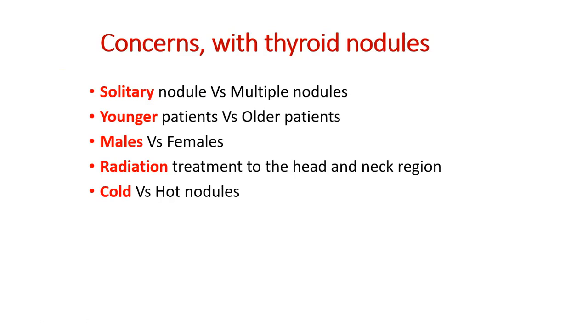You would have learned in anatomy the thyroglossal cyst. All those things keep in mind. Think about different conditions: inflammatory, goiter, and thyroid neoplasm. So you have to ask every time whether the patient is male or female, young or old, single nodule or multiple nodules, whether there is a history of radiation in the head and neck, whether the nodule is cold or hot.